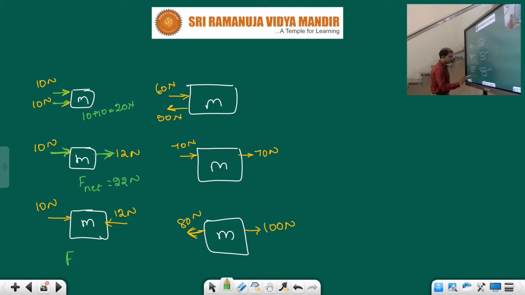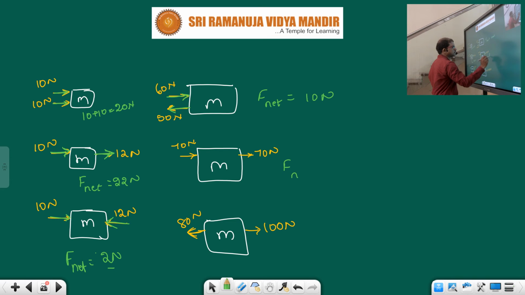Next, here 10 and 12 are in opposite directions, towards left and towards right. So what should we do, children? We need to subtract now. 10 minus 12, how much? 2 newtons. Next, here what is the net force, children? 60 newtons towards left, 50 newtons towards right, again opposite direction. So 60 minus 50 means 10 newtons.